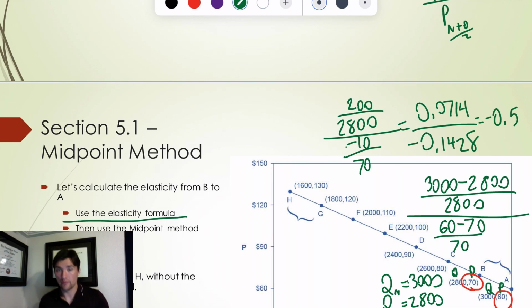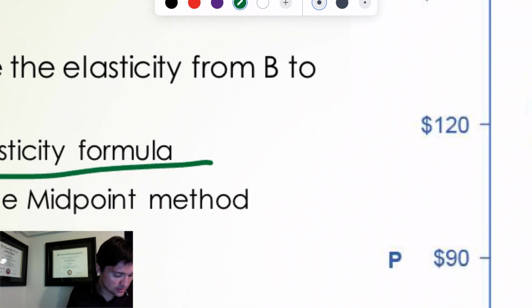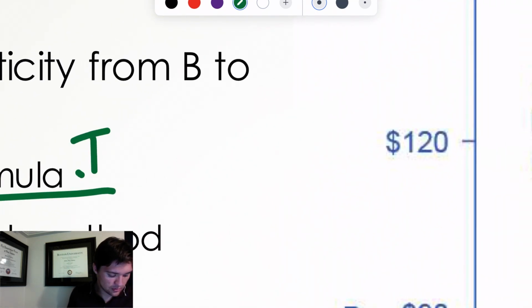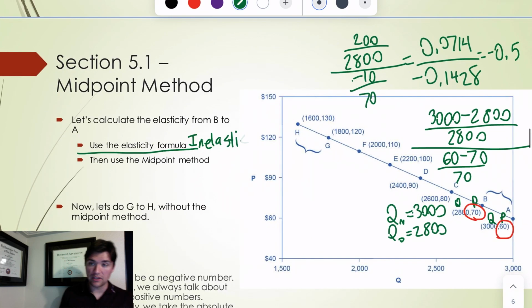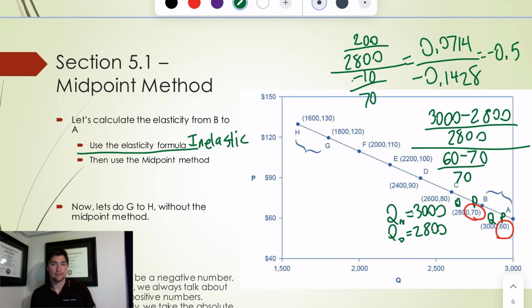Now, what do we do with that information? What kind of good is this? Is it elastic, unit elastic, or inelastic? Is it greater than 1? No. It's 0 point something, and 0 point something was inelastic. So this is an inelastic good. So going from B to A, it's inelastic.